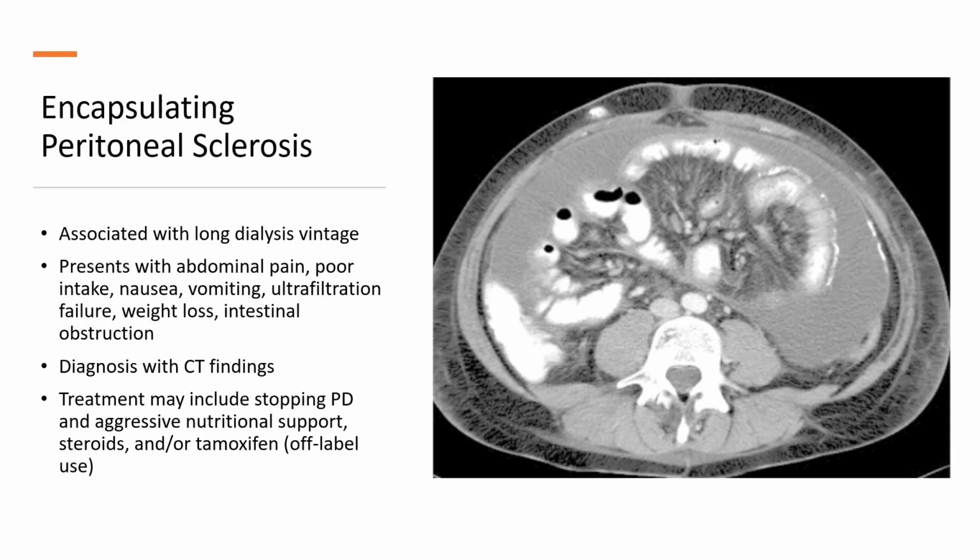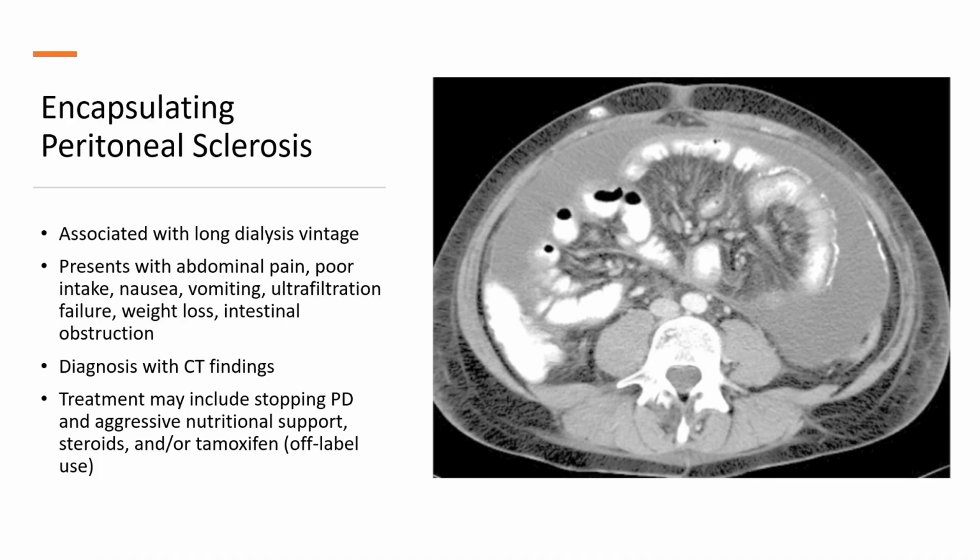This is a little bit controversial, but most people do recommend stopping PD if they develop this. And then if it's caught very early on and it's still in an inflammatory state, steroids may be helpful. But because of the kind of slow process of the worsening symptoms, we often don't diagnose this until it's more fibrotic in nature, in which case steroids are not going to be helpful. There have been some use of tamoxifen off-label that has had success. But the mainstay of treatment is aggressive nutritional support.